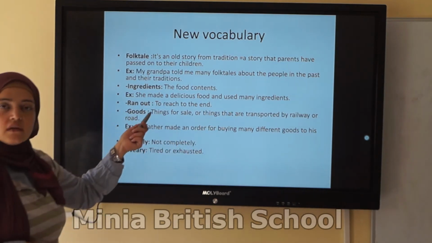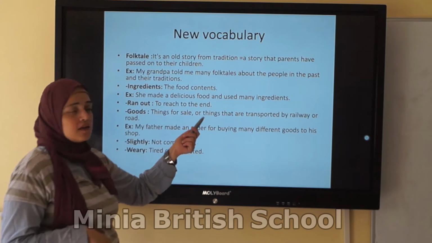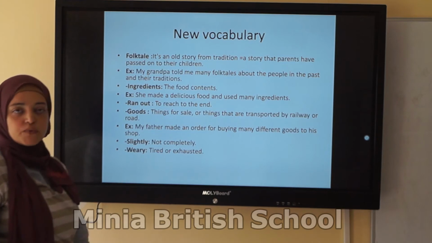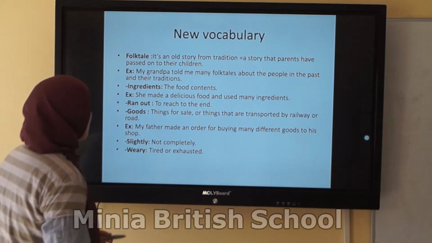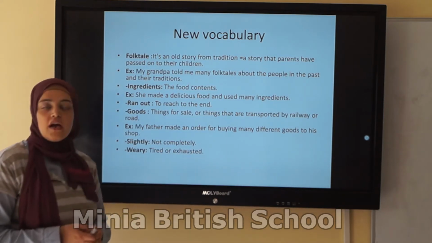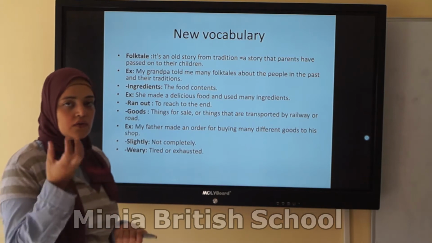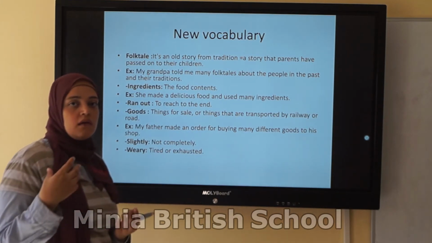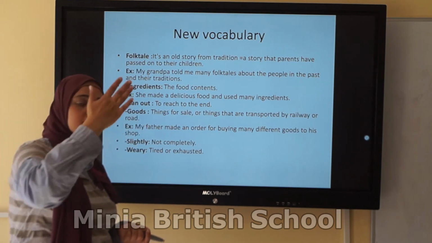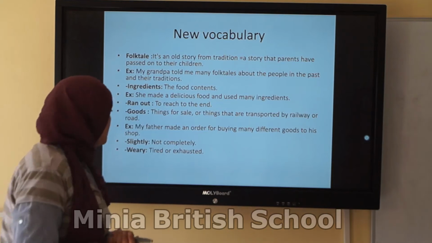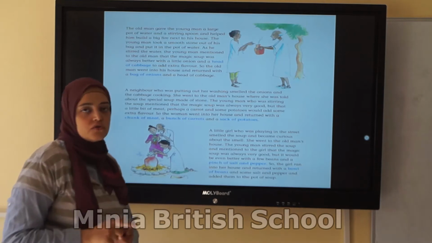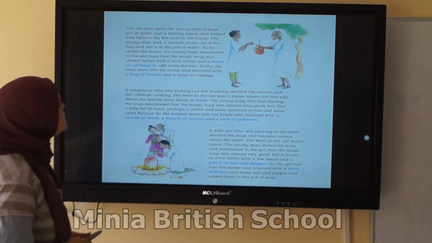Right after, she said that he ran out of money. To reach the end, we don't have any more goods and things for sale, nothing that are transported by railway or road. My father made an order for buying many different goods to his shop. As we said, he sold the goods, those are things that you can bring from a big shop, or transported and moved by road or railway. And he said slightly, completely, and very much tired or exhausted. We will complete our story.